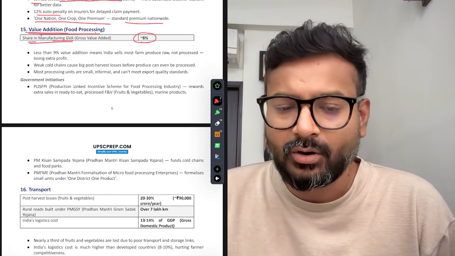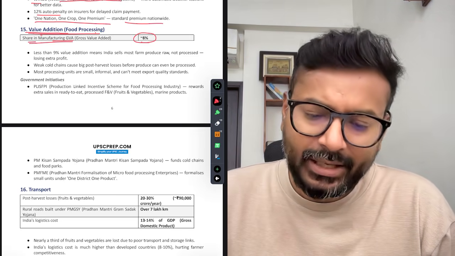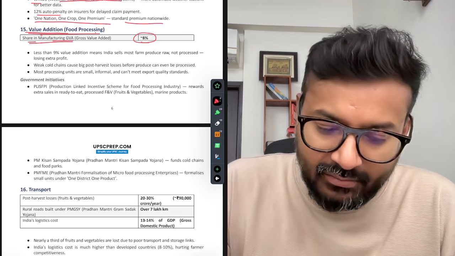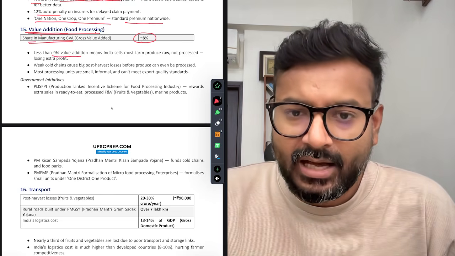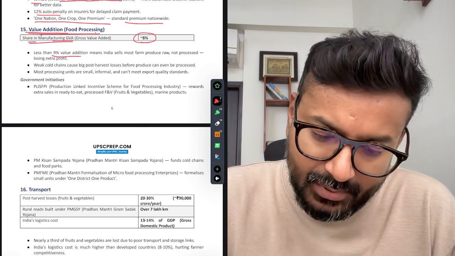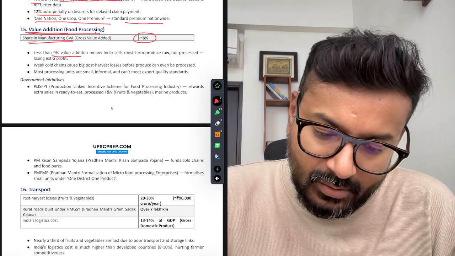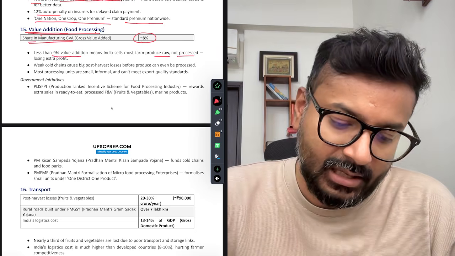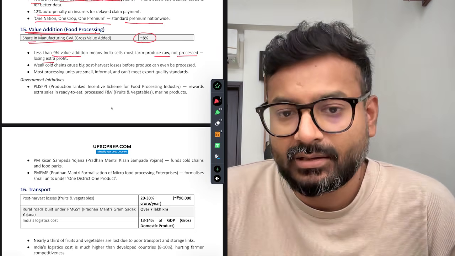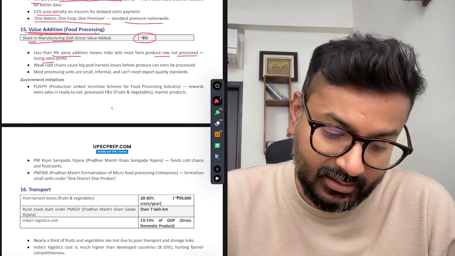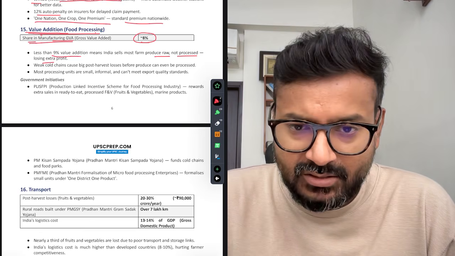Okay. So we are not doing as much value addition. In fact, less than 9% of value addition, which means that most of India's agriculture produce is produced and sold raw and not processed, and therefore the extra profit that farmers can make right now, they're not taking benefit of that.